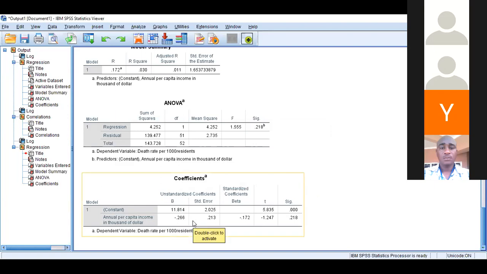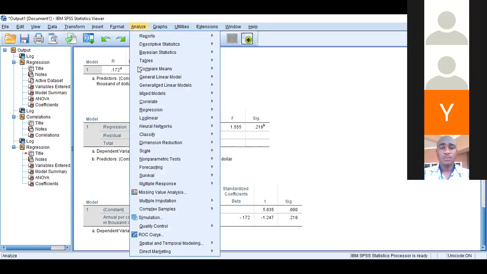Can you see the way it goes here? So the slope is negative in the sense that as the per capita income increases, the death rate decreases. The negative here means that the slope is negative. Then this positive constant means that the intercept is positive, above 0, and crosses the y-axis.